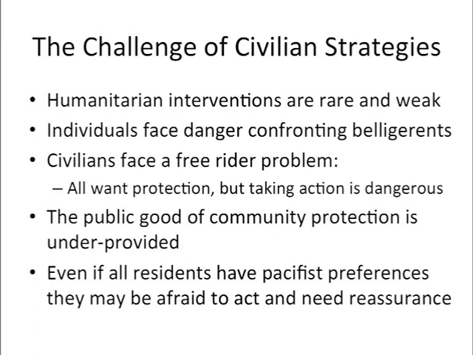However, acting together, individuals also face a free rider problem. They may gain greater protection by acting together, but taking action as an individual is dangerous, and if other people can contribute to providing that protection, you might be better off. And so the result of that is that people, unless they're very highly coordinated, aren't able to provide what is essentially the public good of community protection. So that public good is underprovided. And so even if all residents might have pacifist preferences and want to avoid armed conflict, they may be afraid to act and need reassurance. And so today I'm going to talk about how civilians go about solving this problem, and then once they've solved this problem, what do they actually do to protect themselves?